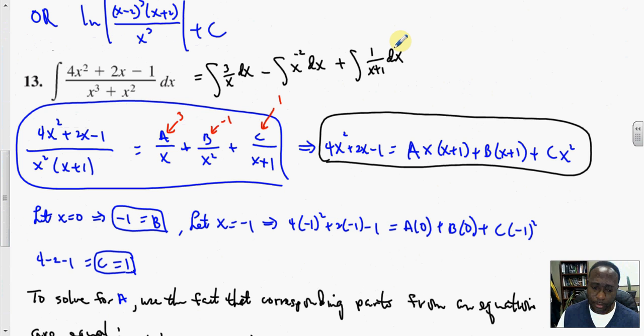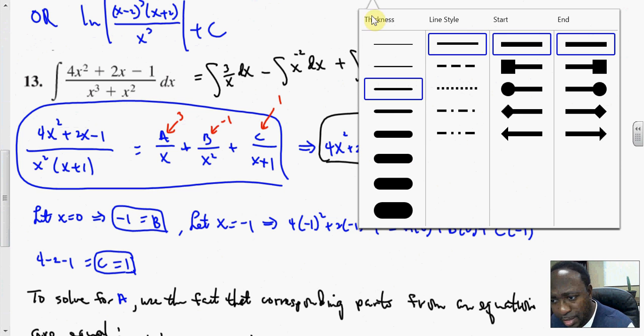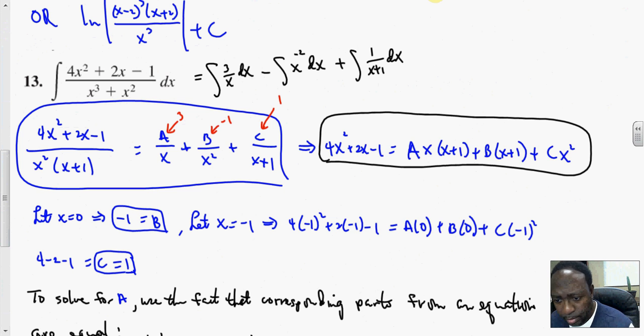Okay, so we integrate. This is 3 times the natural log of the absolute value of x. Integrate x to the negative 2: that becomes x to the negative 2 plus 1, which is x to the negative 1, divided by negative 1. Negative divided by negative is positive. This is 1 over x, plus the natural log of the absolute value of x plus 1, plus c.